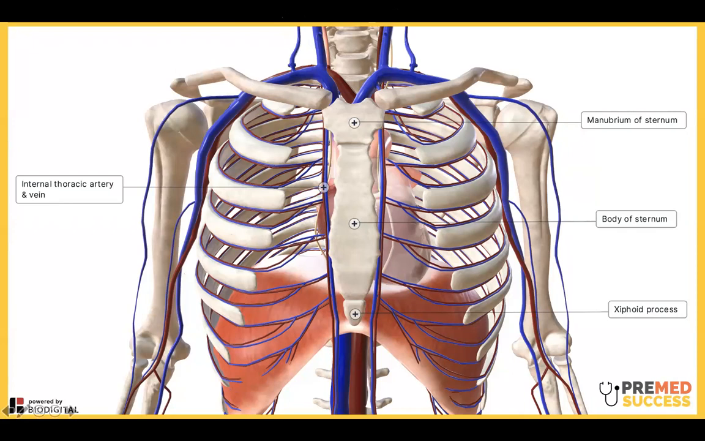Okie dokie. You'll also notice that running parallel down either side of this sternum, we have the internal thoracic arteries and veins, just here on either side. And these are kind of the endpoint connections for your intercostal arteries, which you can see here running between the ribs. And you will have heard, I think, of the intercostal muscles.